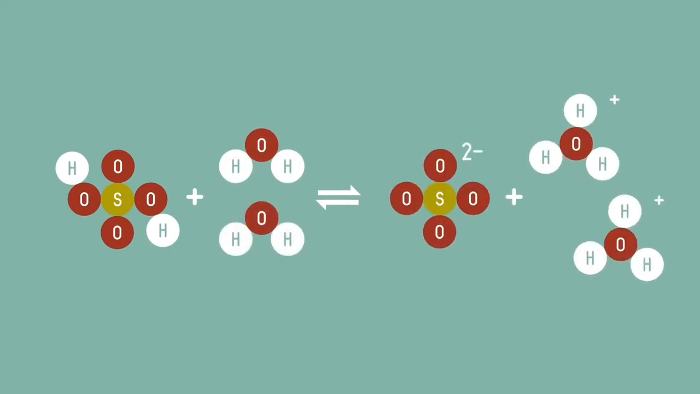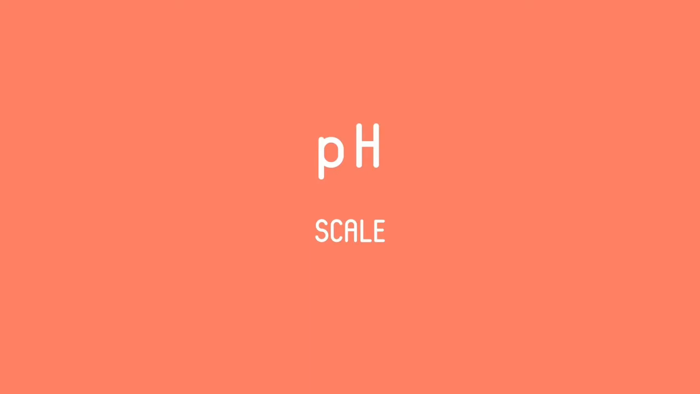The amount of acidity can be measured on the pH scale, a measure of the concentration of hydroxonium or hydrogen ions, little p for power or strength, and capital H for the hydrogen ion.